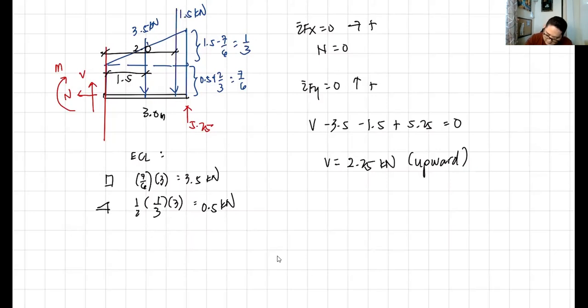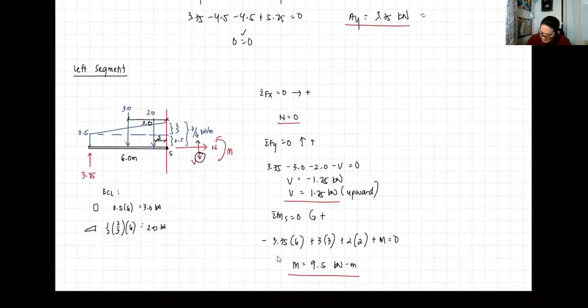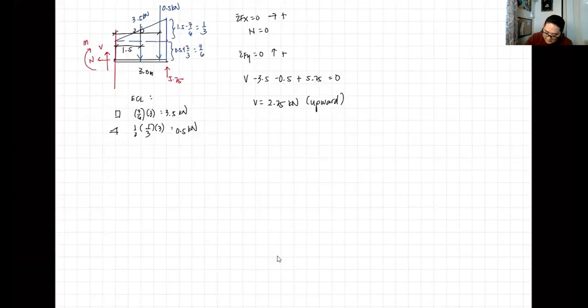So 0.5 kilonewton, and therefore this will also change into 0.5. Okay, let's check the end value. 0.5 plus 5.25, we have 1.25, which is, yeah, correct now. Okay, so 1.25.